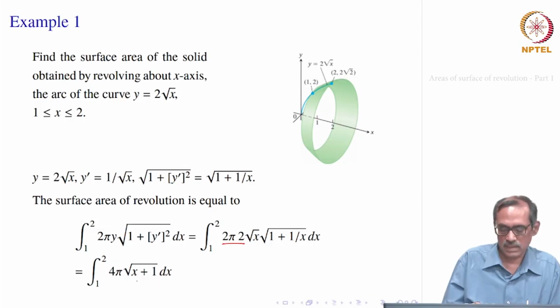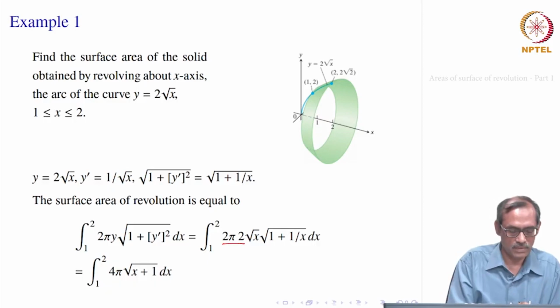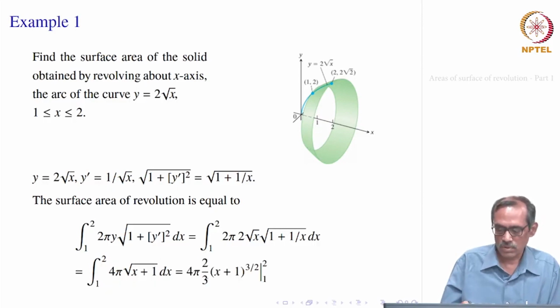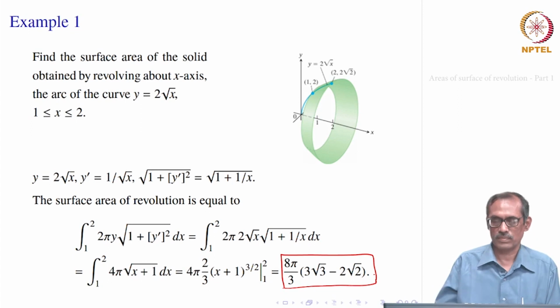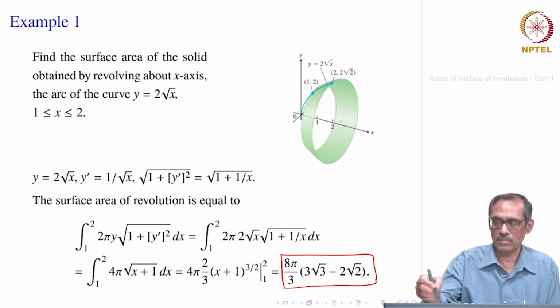Now, you can integrate it thinking of x plus 1 as u, and then it is u to the power half, right. So, that gives 2 by 3 times (x plus 1) to the power 3 by 2, the integral of the square root of x plus 1. We have a 4 pi factor, and it is to be evaluated at 1 and 2 and then subtracted, and if you simplify, that gives you 8 pi by 3 times (3 root 3 minus 2 root 2). That is the surface area of revolution.